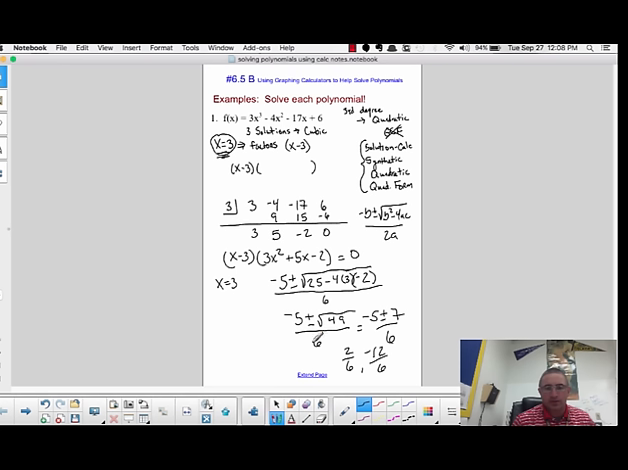over 6. So my three answers are 3, 1/3, and negative 2. Three solutions, cubic, three solutions. And I was able to use my calculator to get the first answer. Then I know that's a factor. I use synthetic division to break the cubic down into a quadratic. Use the quadratic formula to get my two other answers.